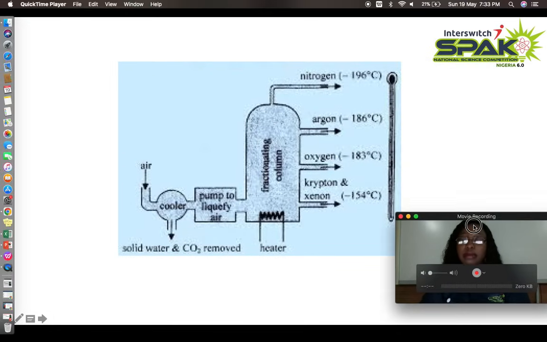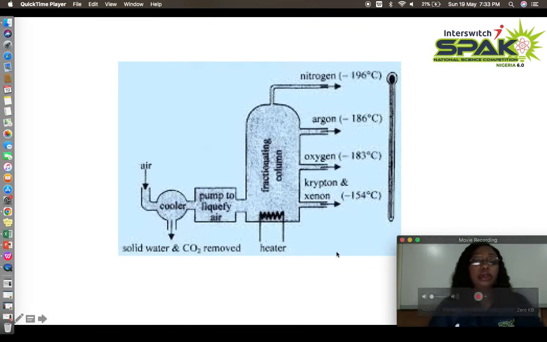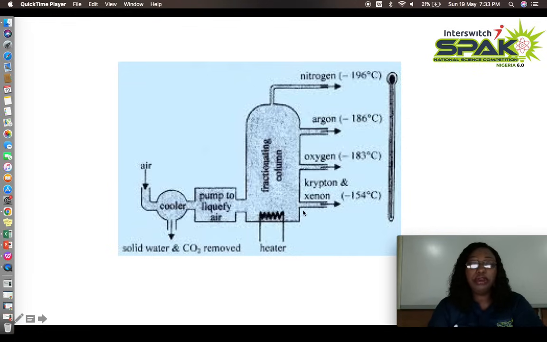Okay, now let's move briefly to industrial preparation of oxygen. This is fractional distillation of liquefied air. You realize that in this particular process, it's not only oxygen that is being produced, we have nitrogen as well. So this particular process produces nitrogen and oxygen industrially. Each gas that we'll be looking at, most of them have their industrial preparation and they also have their laboratory preparation.